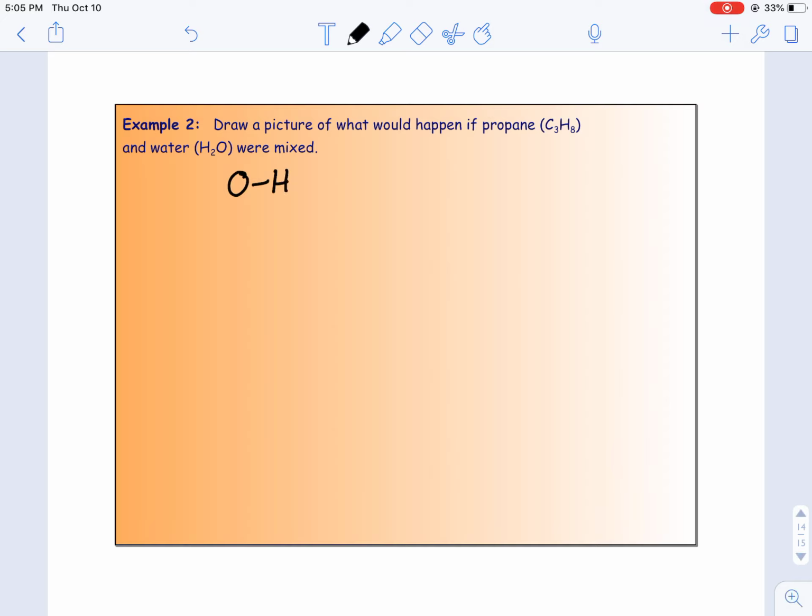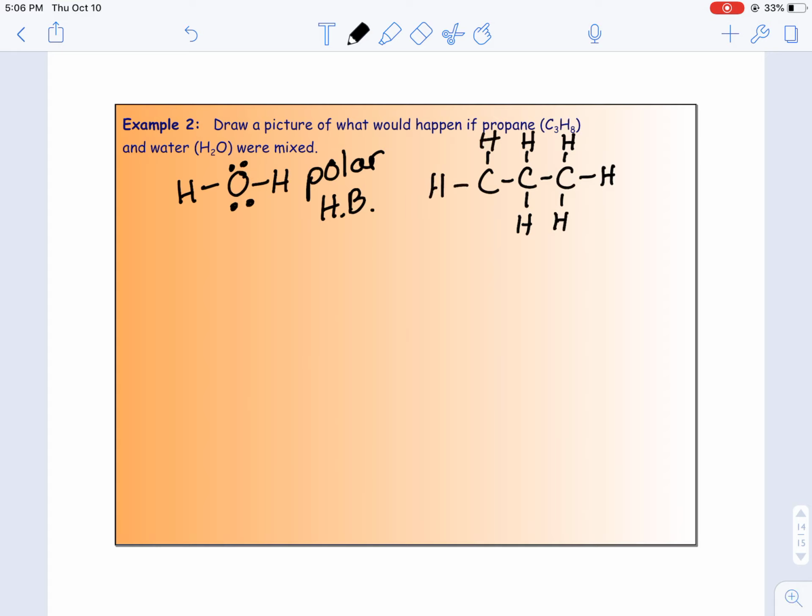So in this example, I've got water, which we know now is polar, and will exhibit hydrogen bonding forces, and propane, which has all nonpolar bonds, making it a nonpolar molecule. So it will exhibit London dispersion forces. So these two molecules will not mix. If they're combined, they're going to form two layers, kind of like when you mix oil and water.